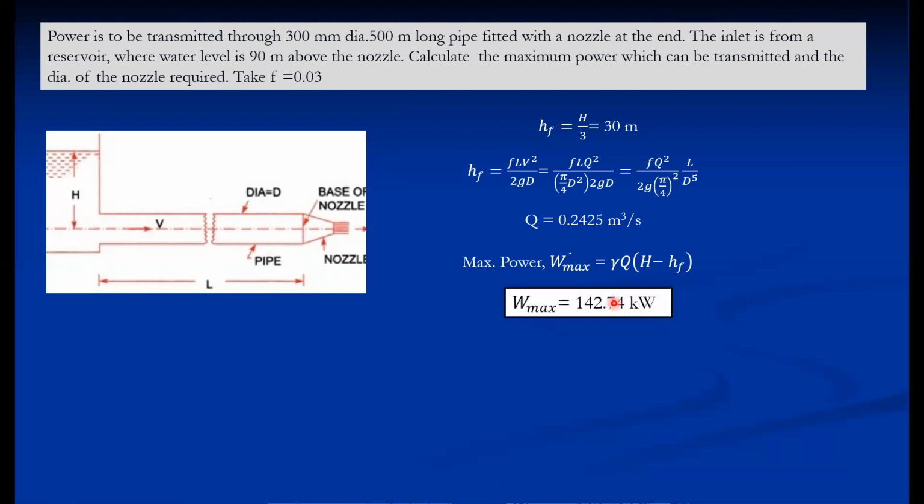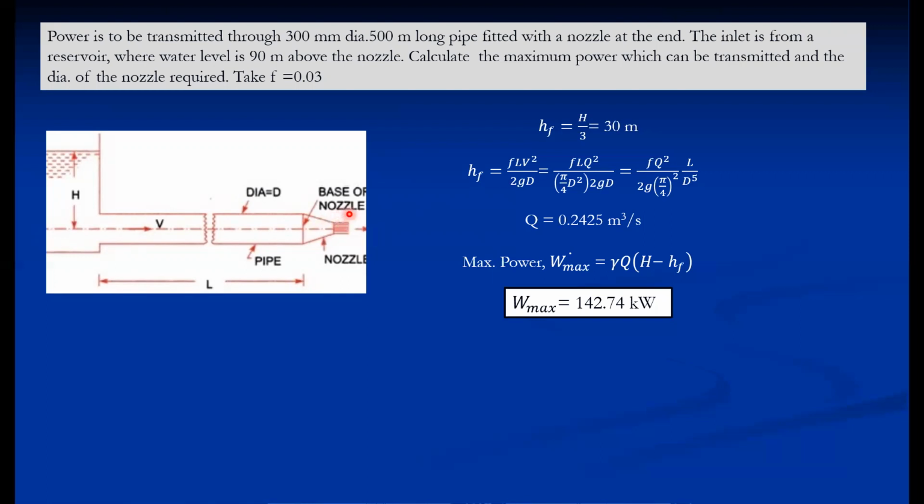So this is 174 kilowatt. Now, second, we have to calculate the diameter of the nozzle here. So all the kinetic energy. The head available here is H minus HF, which is converted into a kinetic head, that is V square by 2g. So first of all, we'll calculate the velocity. And then by using the continuity equation, because the velocity here is not equal to the velocity there, velocity is increased because of the nozzle. So the entire pressure energy is converted to kinetic energy here.